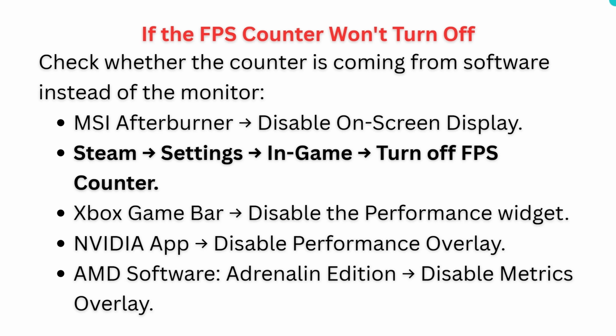On Xbox Game Bar, you can disable the Performance widget. Go to the NVIDIA app and then click on Disable Performance Overlay. On AMD software, Adrenaline Edition, select Disable Metrics Overlay.